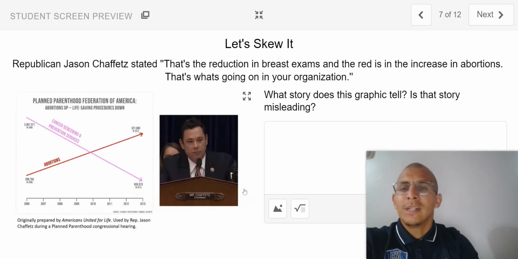Oh, perfect. All right. So Republican Jason Chaffetz stated that that's the reduction in breast exams, and the red is the increase in abortions. That's what's going on in your organization. So we can clearly see that there is indeed an upward trend in the number of abortions and a downward trend in the number of cancer screenings and prevention services. What story is this graphic telling? And is that story misleading? This is your discussion question for this particular video.